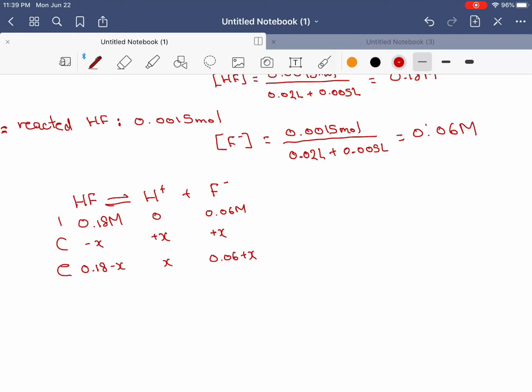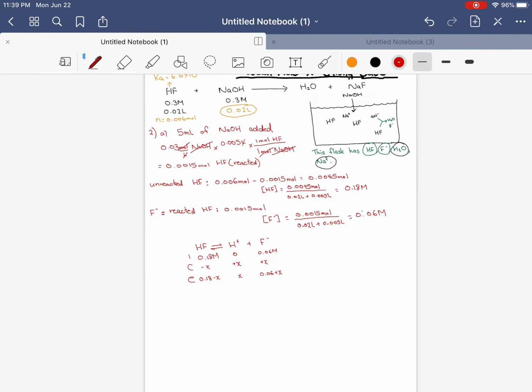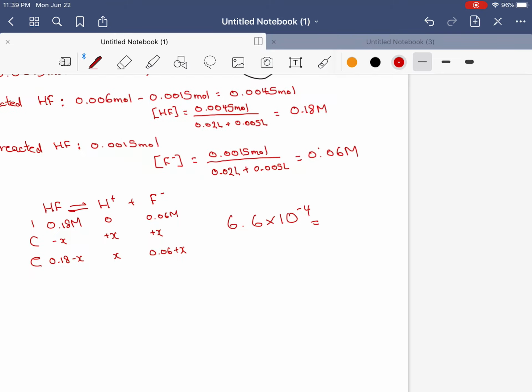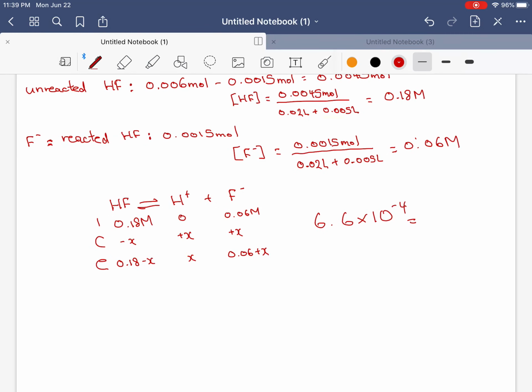Okay, now we're ready to put that into our equilibrium expression. So you're looking at 6.6 times 10 to the power of negative 4. That will equal... Wow, what a mess. X times 0.06 plus X over 0.18 minus X. Wow, if you were to do this, there's going to be a lot of math. Since there's a lot of math, there will be a lot of potential mistakes that you can make.